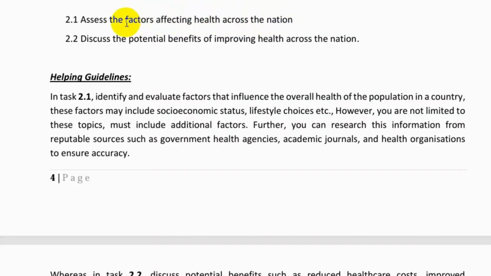Whereas for assessment criteria 2.2, you need to discuss the potential benefits. Let's suppose a government implements some health-relevant regulations or takes some initiatives in order to improve the health of their population. Now, what benefits did they achieve? So you have to discuss those potential benefits which are achieved after implementing the strategies in order to improve the health of the nation.